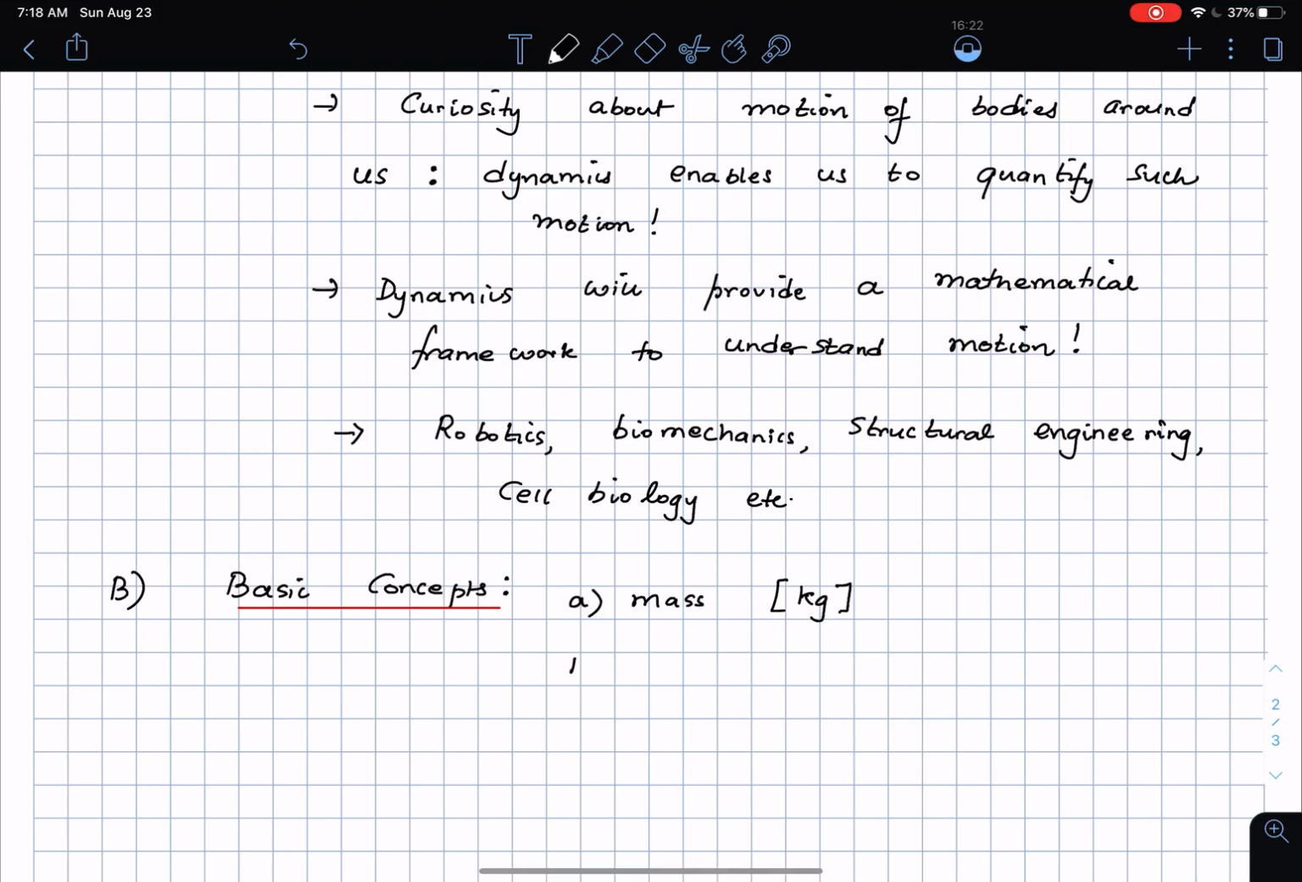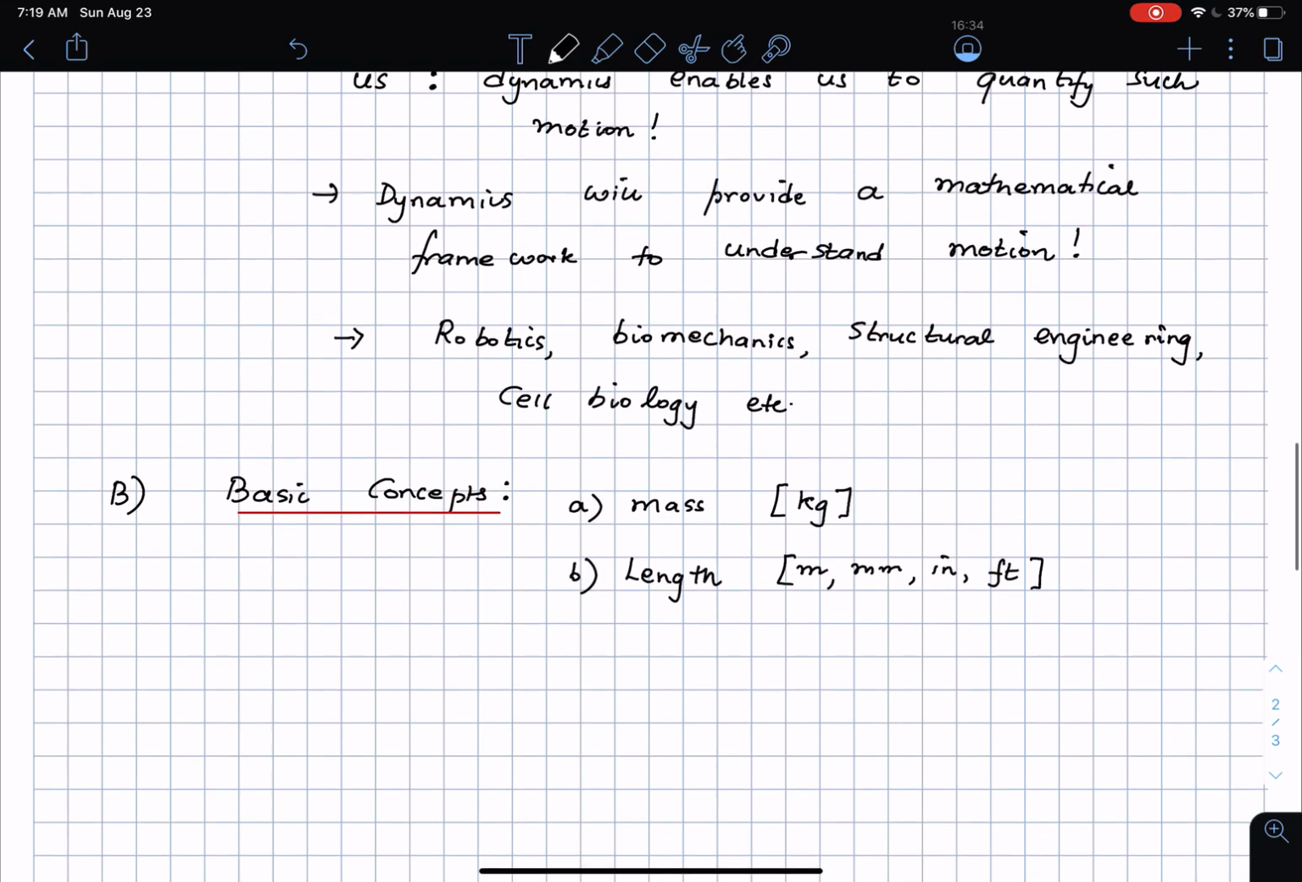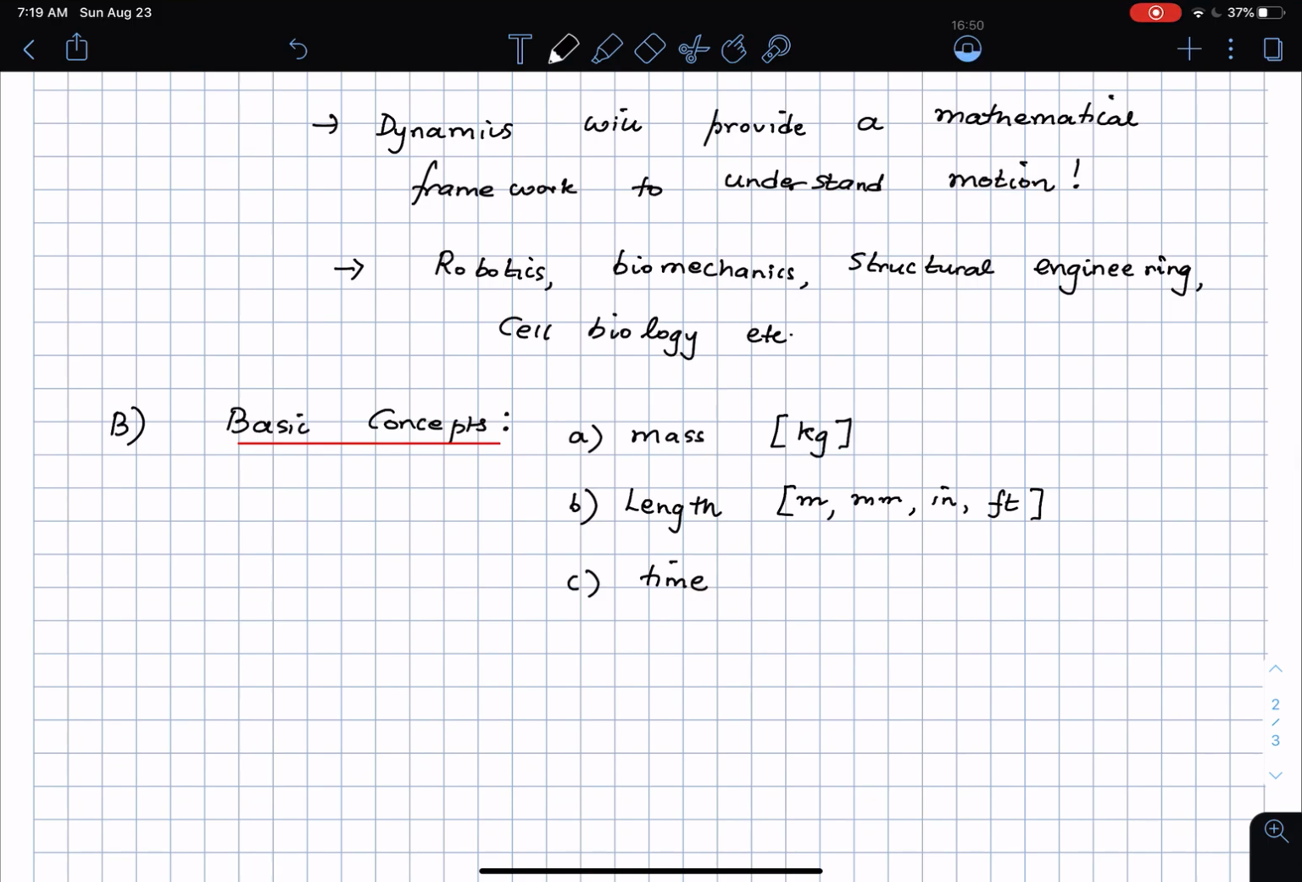Then we will be looking at quantities of length. The units will be meters or millimeters, inches, feet, depending on what system of units we follow. Then we look at time. Time is of great consequence to dynamics. Unfortunately, that is the case because we don't have much time, but we still have to deal with time. That was a pretty bad joke that I usually plant on my class when we meet live. Time is measured in seconds.